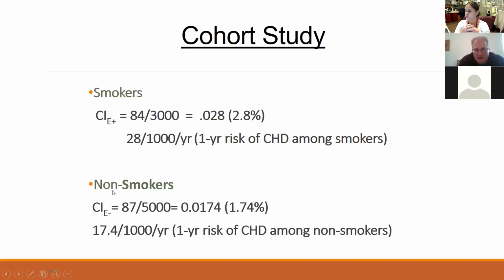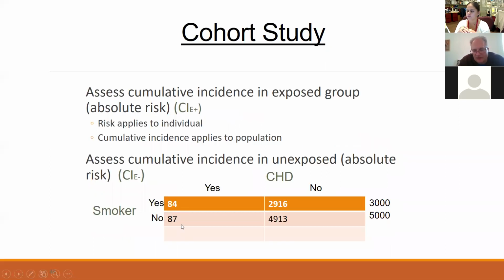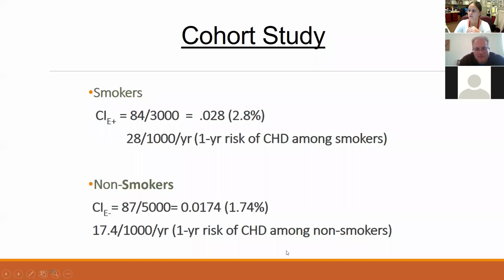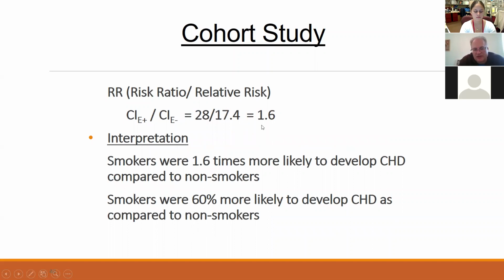Non-smokers, same idea. This is your comparison group. 87 out of 5,000, which just came from the previous table, which is about 1.74%. These are called incidence rates. You can express it as a percentage, or you can express it as a rate. 17.4 people per 1,000 per year will develop that heart disease. And then typically we take the ratio of these two measurements, which gives us the relative risk.